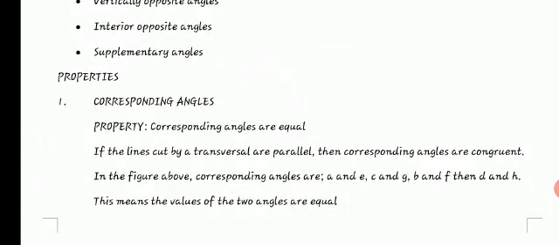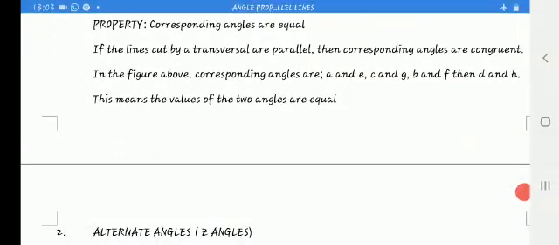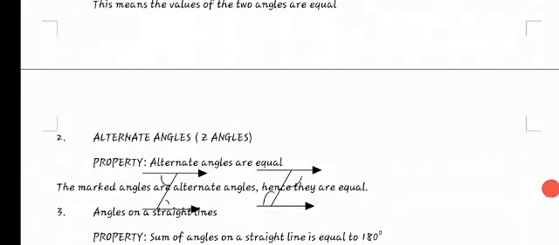Corresponding angles. The corresponding angles are equal. When two angles correspond, it means they have the same value. If the lines cut by a transversal are parallel, then the corresponding angles are congruent. It means they have the same value. In the figure above, the corresponding angles are A and E, C and G, B and F, then D and H, as you can see. This means the values of the two angles are equal.